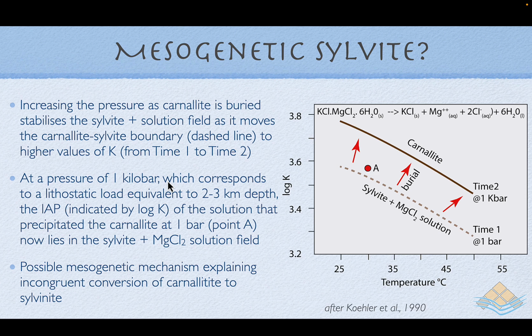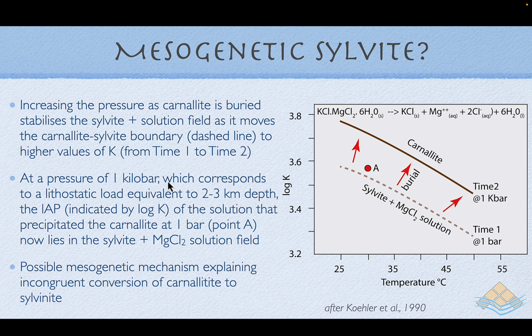So back to this diagram. At a pressure of 1 kilobar, which corresponds to a lithostatic load equivalent to about 2 to 3 kilometers depth, the ion activity product, indicated by log K, of that solution that precipitated the original carnallite at 1 bar, now lies in the sylvite field. And this is the diagram taken from Kohler and others in 1990. This is the diagram that underlines the notion of the incongruent transformation of carnallite to sylvite with burial. And of course, that's going to be a texturally altering system as well.